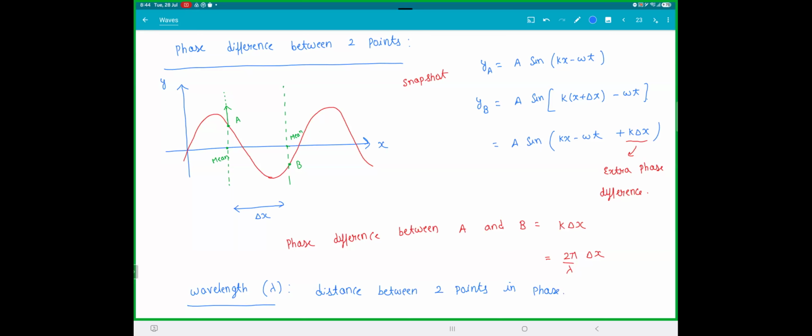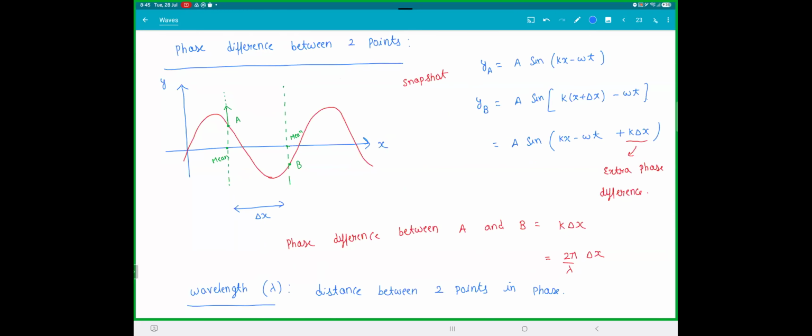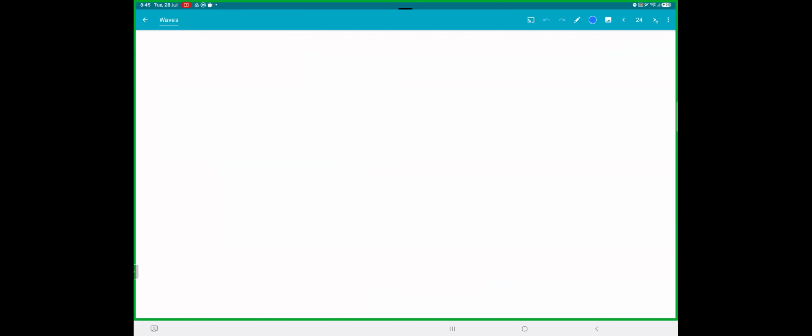Let's see what this phase actually tries to tell you. Lambda is 2 pi by k, or k is 2 pi by lambda, same thing. See, this is what I was trying to say. I'll give an example, say.